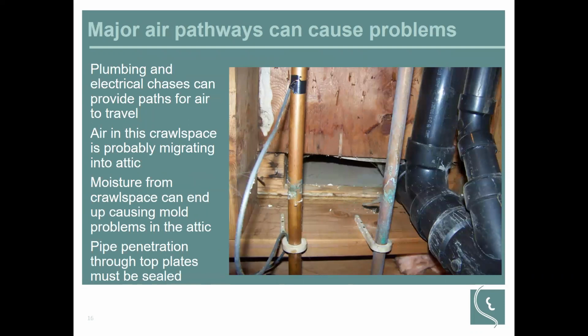So there are a lot of places within buildings too where air can leak from one place to another and cause problems. Here we're in a crawl space. I can't remember if this is a residence or a small commercial building, but you can see a mechanical chase here. Crawl spaces are fairly often fairly wet, particularly if there's no vapor barrier, which there should always be, but oftentimes there isn't.